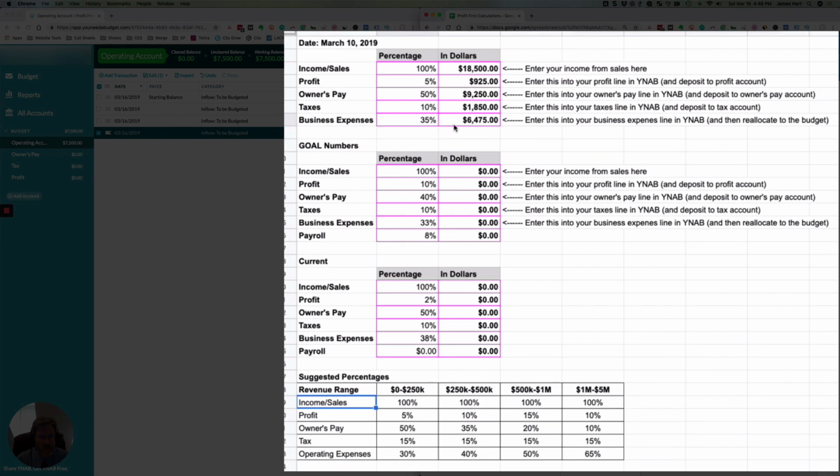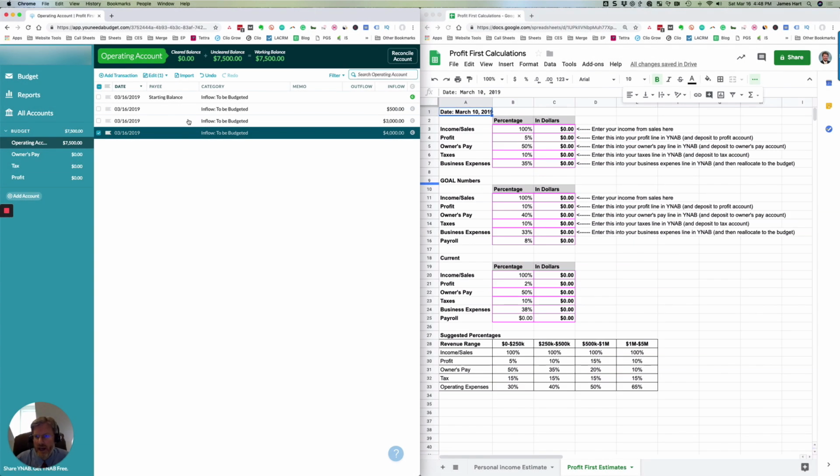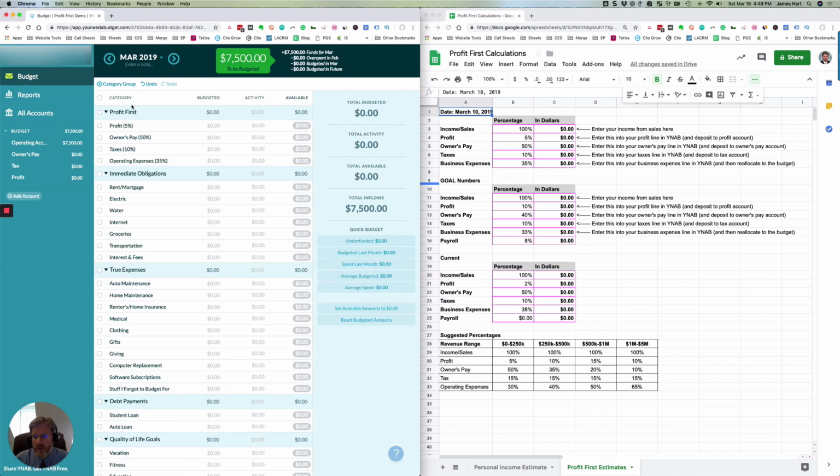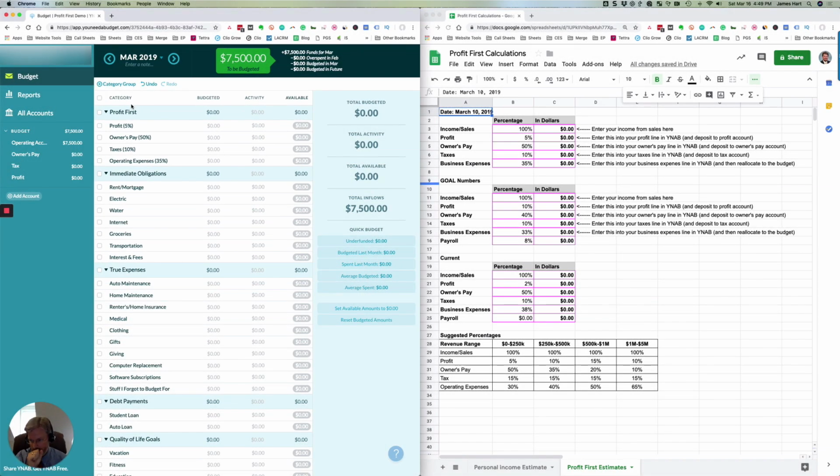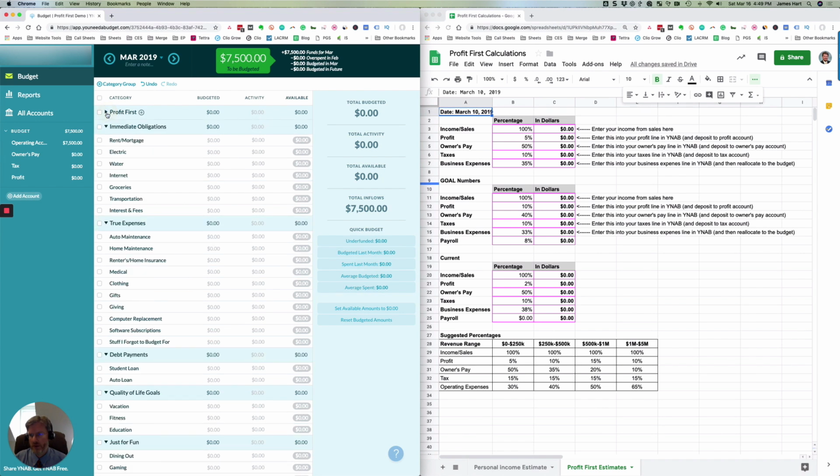So here's the Profit First estimate. Now, this is not my number. These are some dummy numbers I was working with before. And so what I do here is I put the date in, March 10th, and then we come over here, and if you go to your budget sheet here in YNAB, if you've never used YNAB before and you're not sure what I'm doing here, here's the basic premise of YNAB. You get this money available, and this is the money you have available up here to budget, $7,500. What most people do is, I'll close this, they go down to all these different obligations and expenses they have.